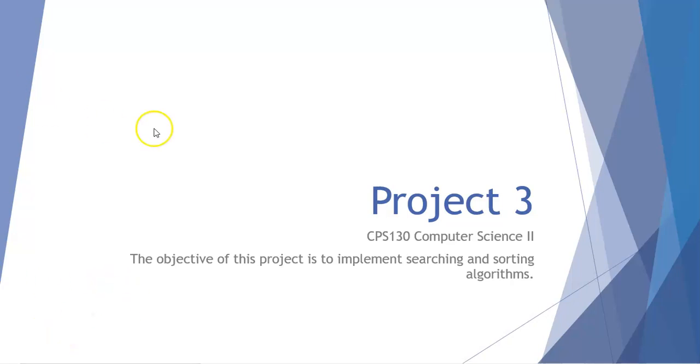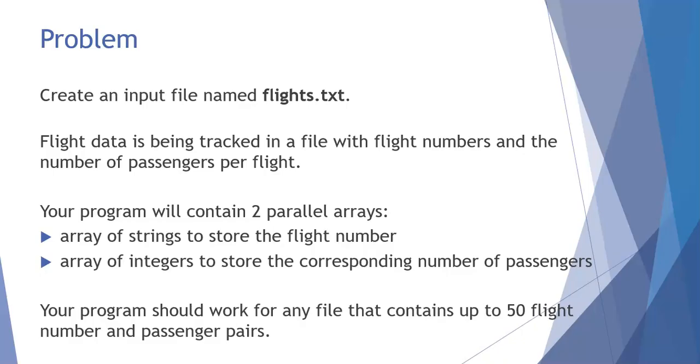In this project, you'll be working with the search and sort algorithms, just as you've been doing all along in this module. The first thing you're going to do is create an input file named flights.txt, and this file contains two pieces of information. You're going to be tracking flight numbers with a corresponding number of passengers.